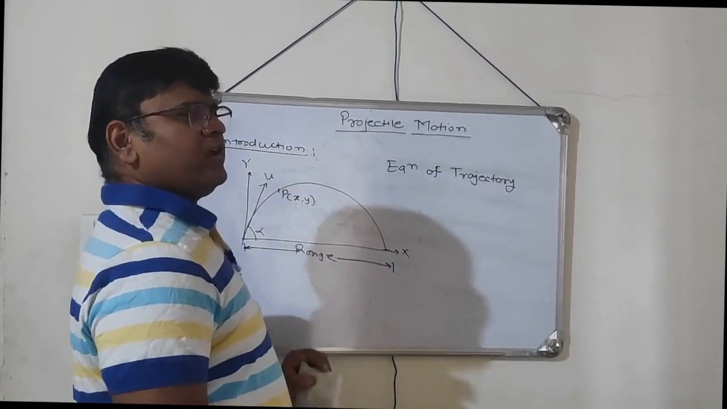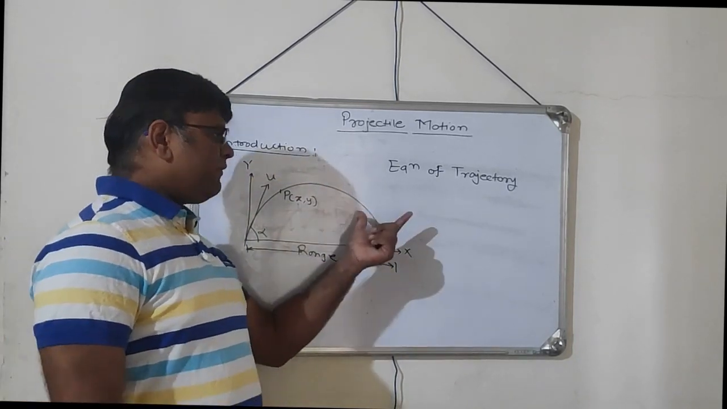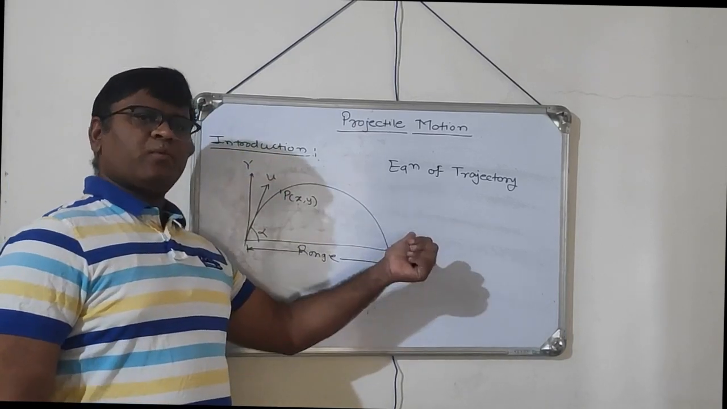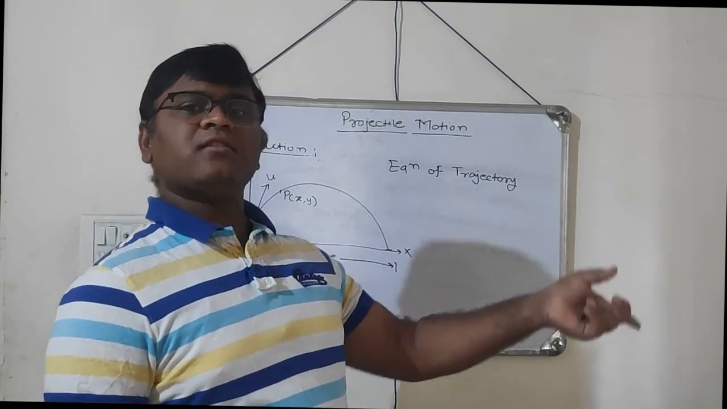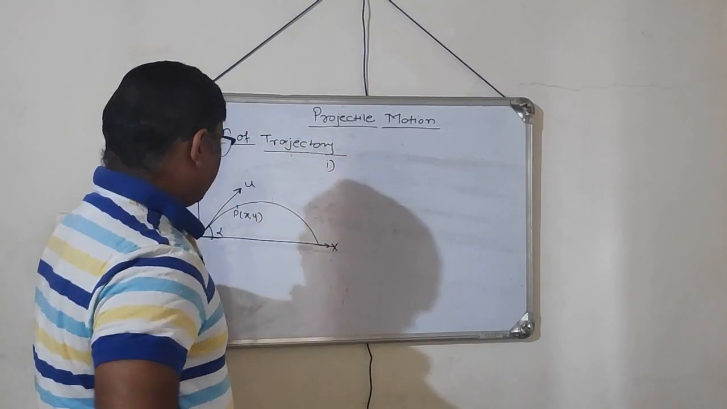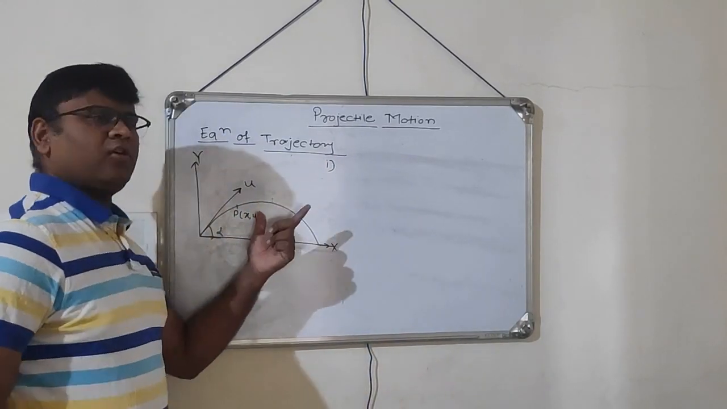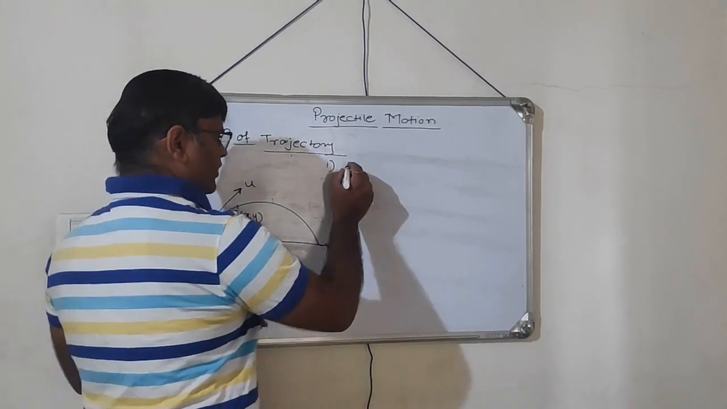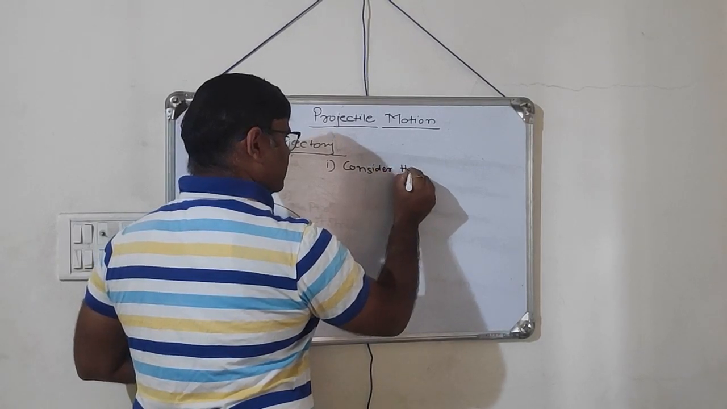As I told you in the beginning, whenever we solve a problem of projectile motion, always remember to solve it by taking two components, that is, horizontal motion and vertical motion, because projectile motion is the combination of horizontal motion as well as vertical motion. Now the equation of the trajectory. So we will see the first, the horizontal component of the velocity.